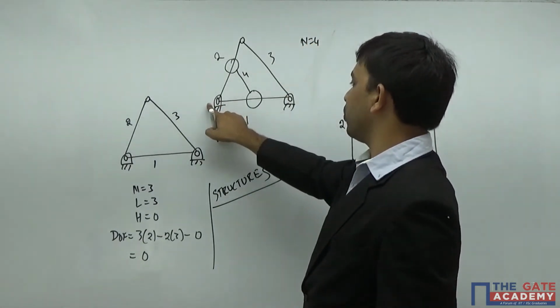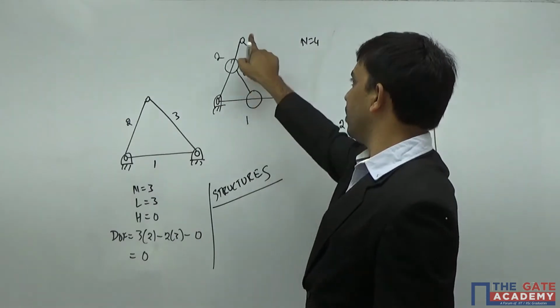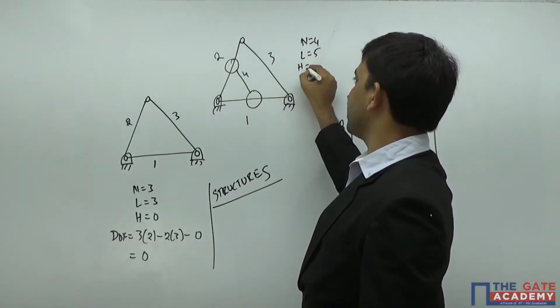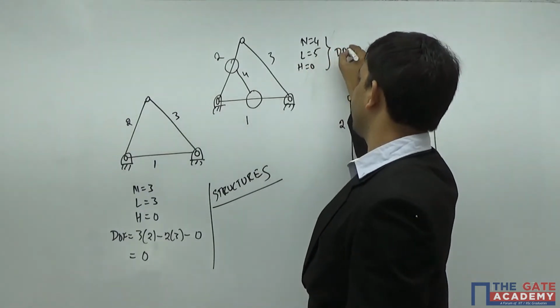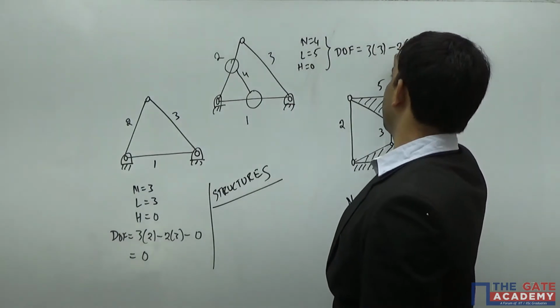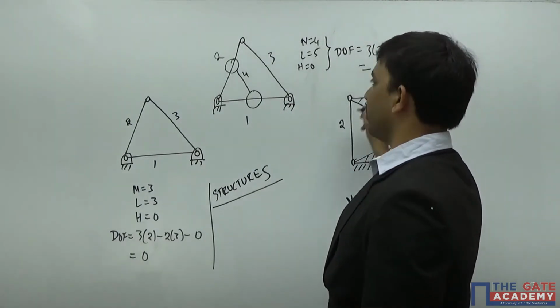So the number of lower pairs: first lower pair, second lower pair, third lower pair, fourth lower pair, fifth lower pair. The number of lower pairs is 5. So the number of higher pairs in the mechanism is 0. So if I calculate degrees of freedom, it is 3 into (n minus 1), minus 2 times the lower pairs. So degrees of freedom is minus 1.